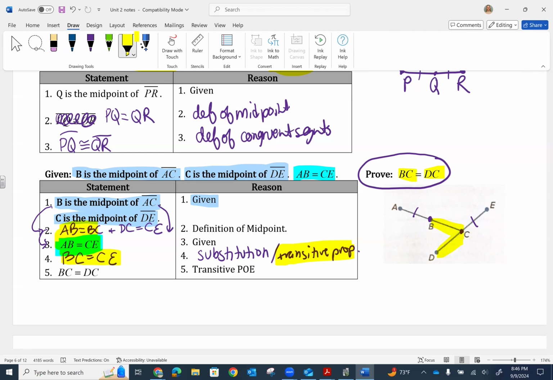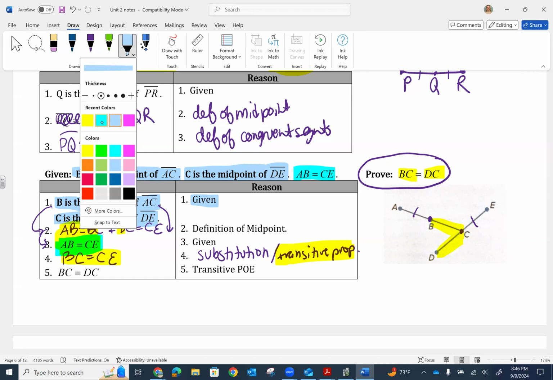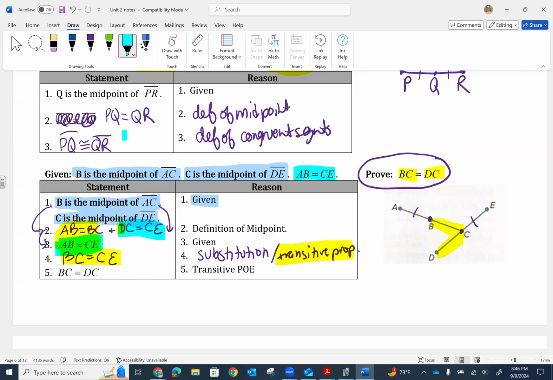And then the next thing is, since we know that BC equals CE, let's look at this part right here. Instead of CE, we can put DC. And so therefore, this must be true. So we did some substitution. It's called the transitive property for real. But we notice that if we know AB equals both BC and CE, well, we know that BC and CE must be equal to each other.